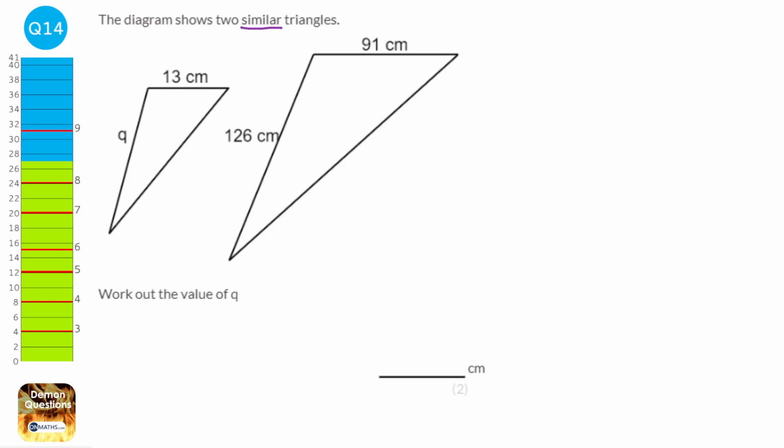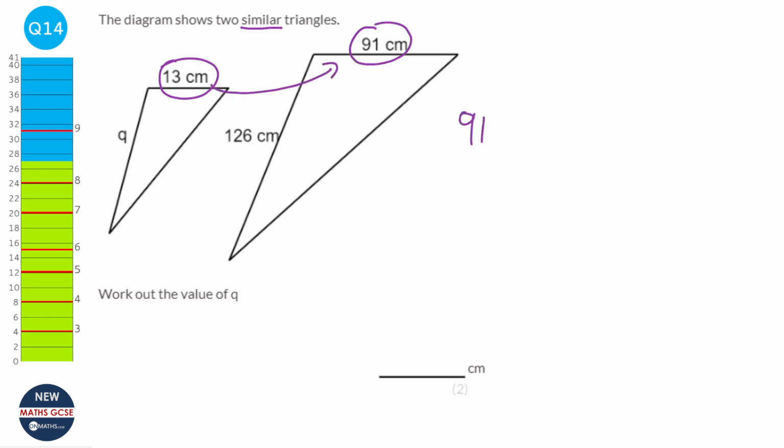So we've got to first of all realise that these triangles are similar, so we can work out what the scale factor is. We need 2 corresponding sides, which I'm just going to pick these top ones, and we're going to work out the scale factor from those. Now, the scale factor is how to get from the smaller to the bigger. So I'm going to do 91 divided by 13, which is 7. So we know we times 7 to get from the small to the big.